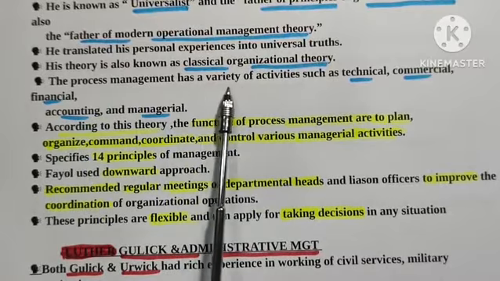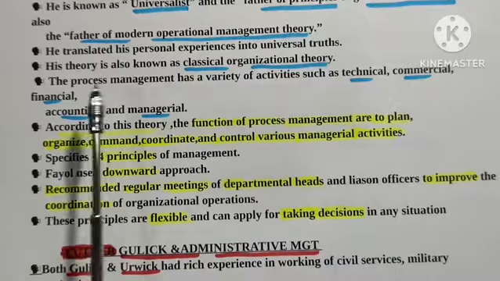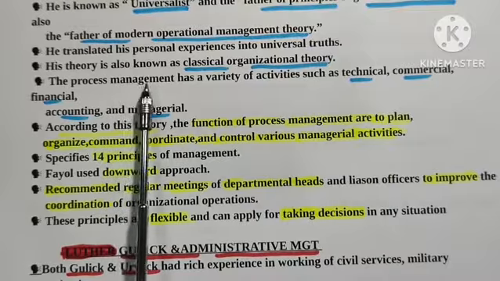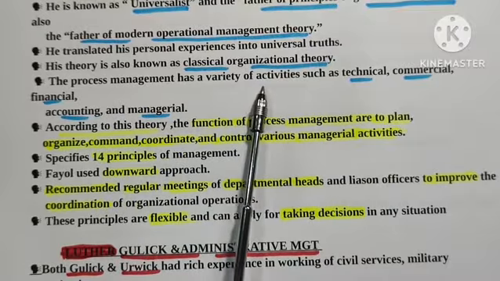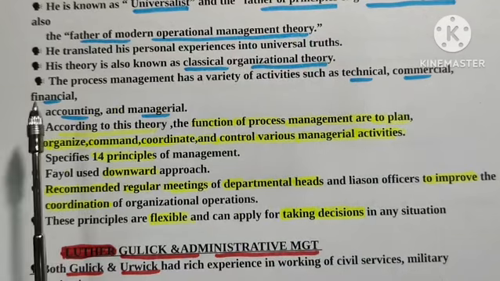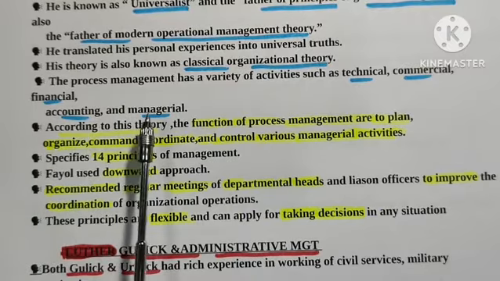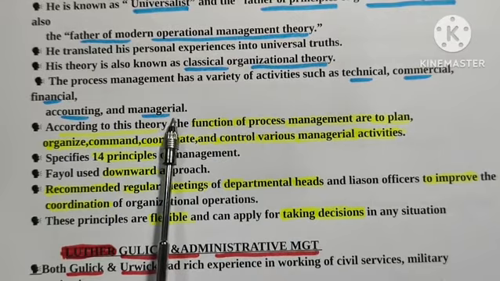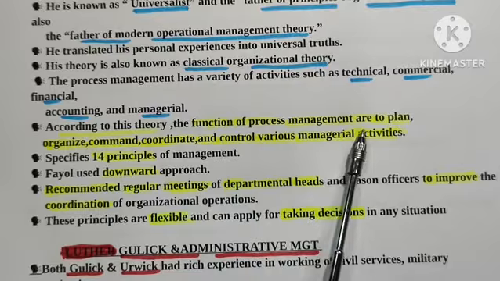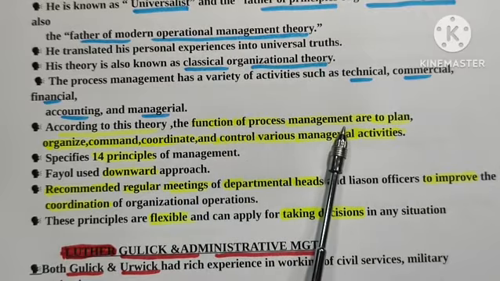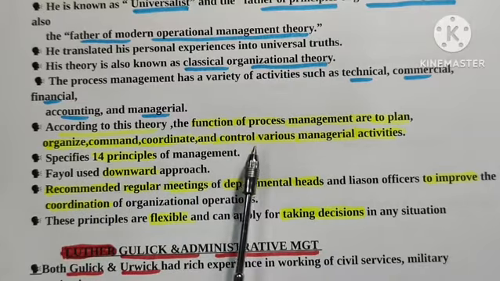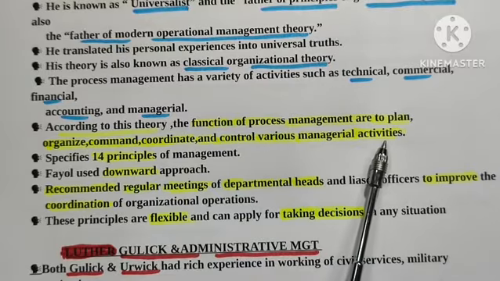Process management has a variety of activities such as technical, commercial, financial, accounting, and managerial. So the administrative people at the higher level have a variety of activities: technical work they have to look after, commercial, financial planning, accounting, and also managerial. They have to manage the whole organization. According to this theory, the main function of process management is to plan, organize, command, coordinate, and control various managerial activities.